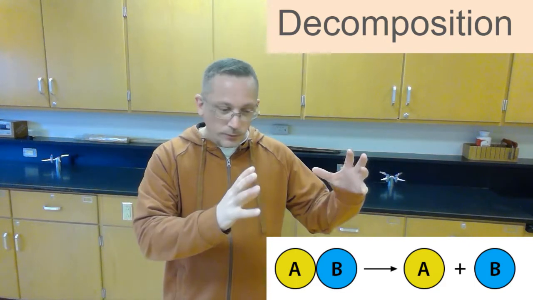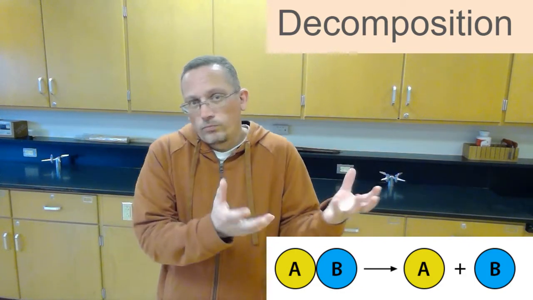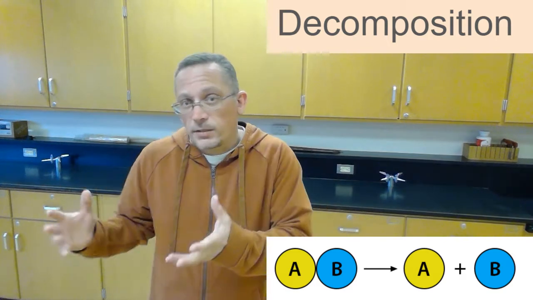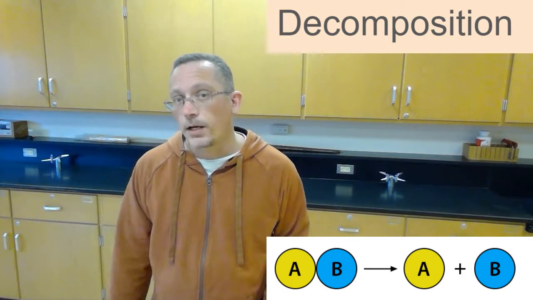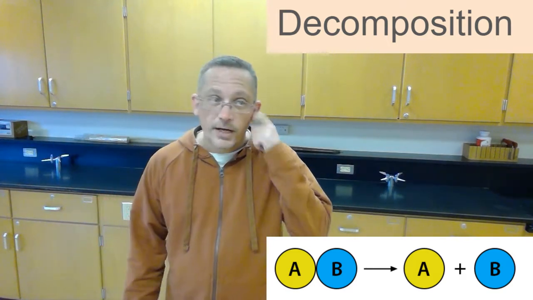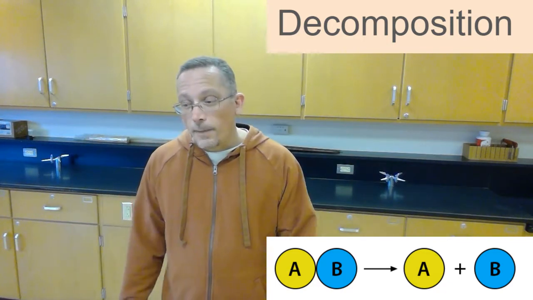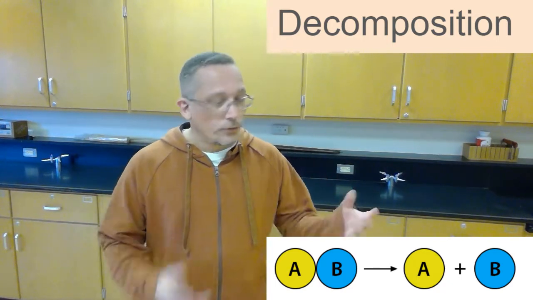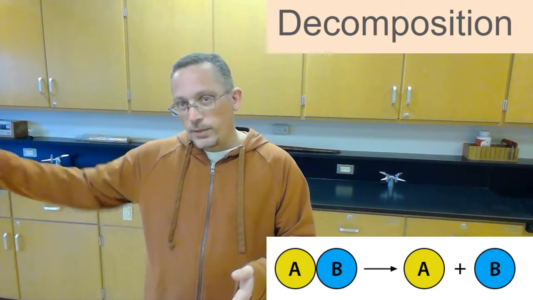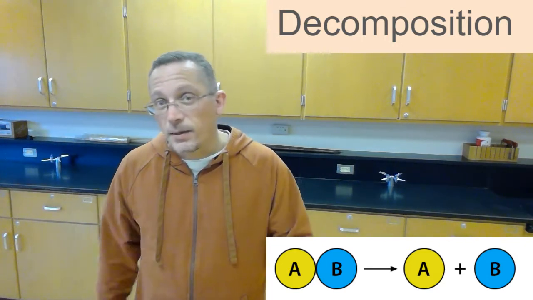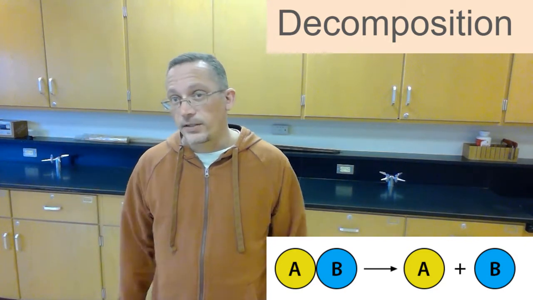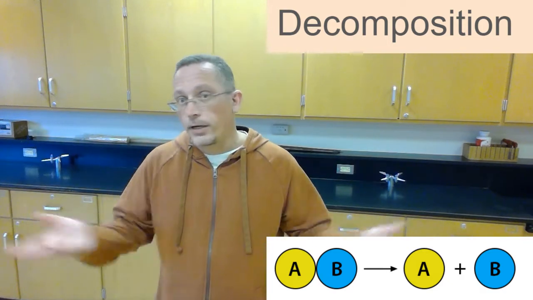So you have a compound that's fairly complex, breaks into simpler things on the product side. And that's a decomposition reaction. You can see in the picture there, AB reacts to form A and B. So it's pretty much just exactly the opposite of a synthesis reaction. Rather than coming together, it's breaking apart.